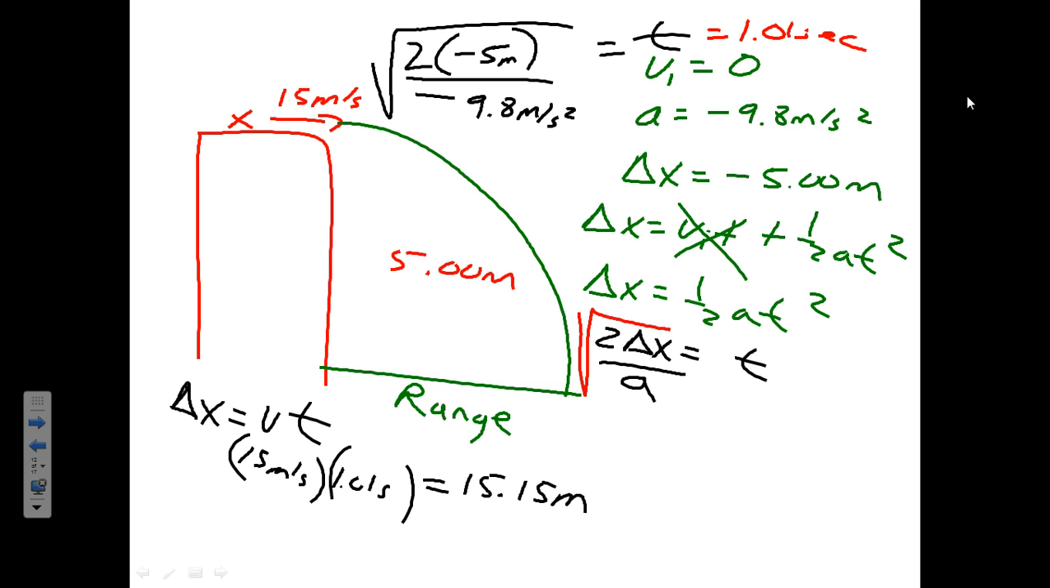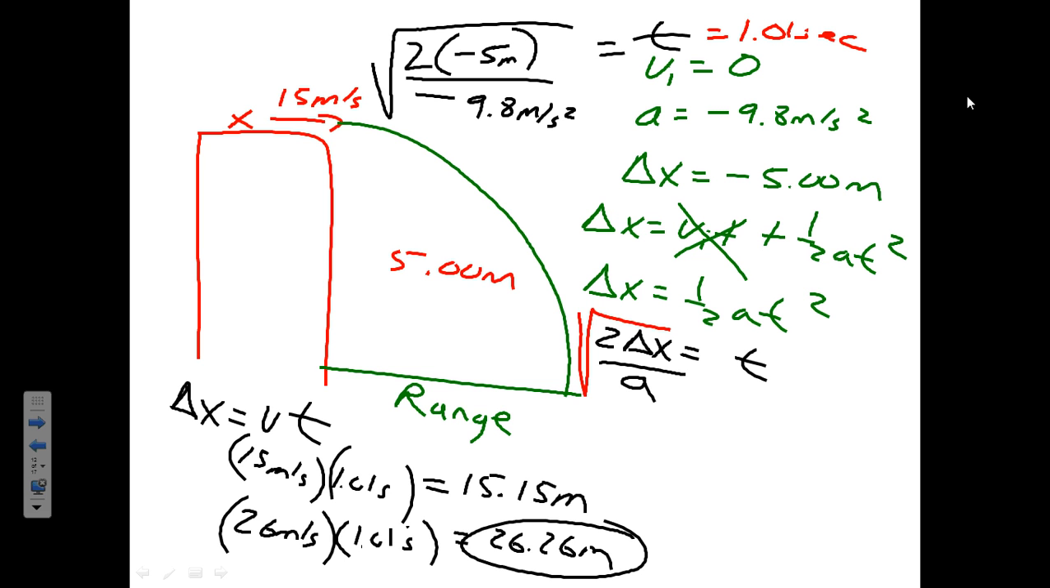Now the other boat was going how fast? He was going 26. Well, he goes 26 meters per second for the same amount of time. And 26.26, exactly. So this is how far from the cliff the second boat reaches, 26.26. This is how far James Bond reaches.